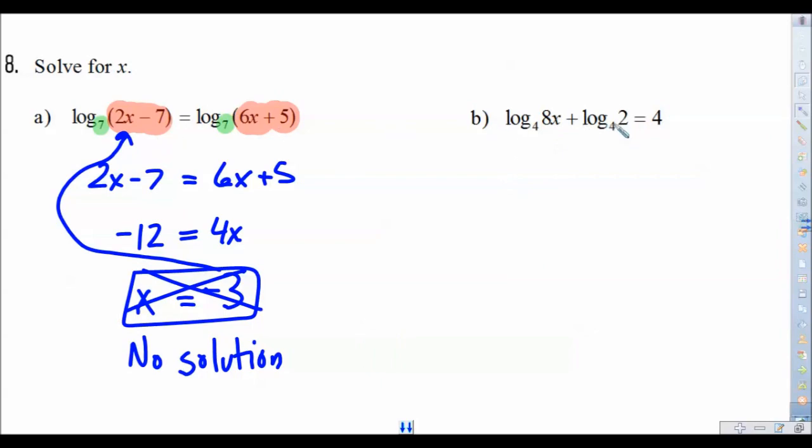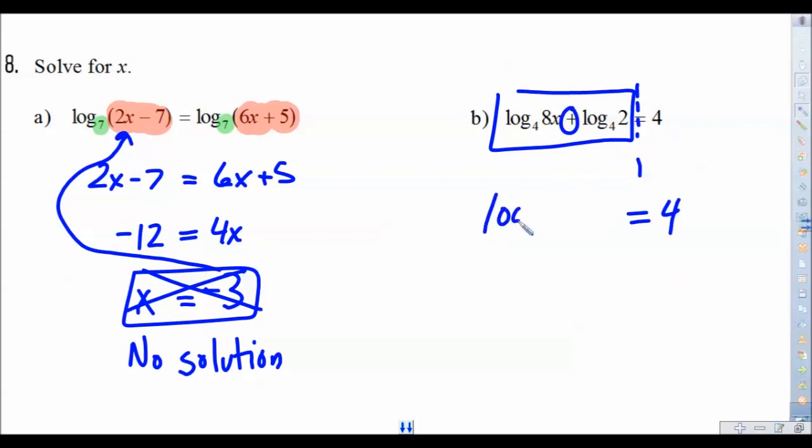How about B? A little bit different. Do you notice what's different about the two logarithms? Now they're on the same side of the equal sign. So what we need to do is use one of our logarithm properties. Let's write this as a single logarithm. Because of the plus sign there, we have to multiply these together. So we'll have a log base 4, 8x times 2, I believe that's 16x, right?